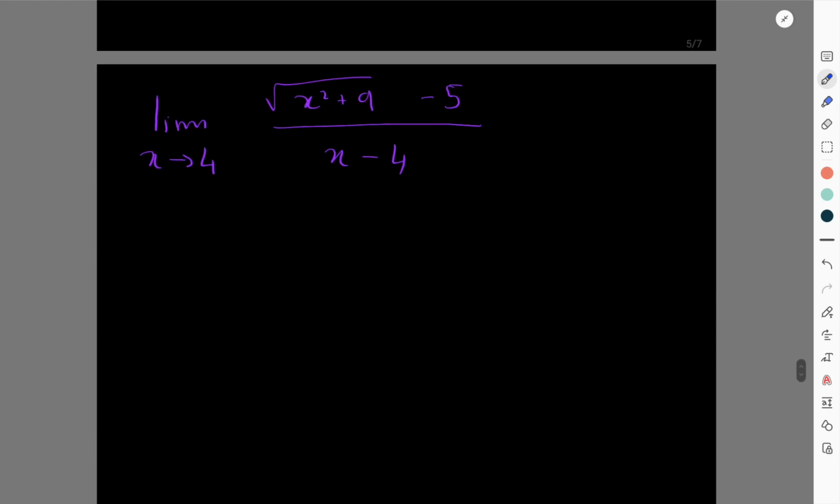Okay, now we look at this one, which is a bit more complicated. Of course, we always try to evaluate first the numerator and the denominator. So where does the numerator go to? The numerator goes to root of 4 squared plus 9, which is root of 25 minus 5, which is 0. And the denominator, of course, it's not very hard. It's very easy to see that it is 0. So I do have an indeterminate form of 0 over 0.